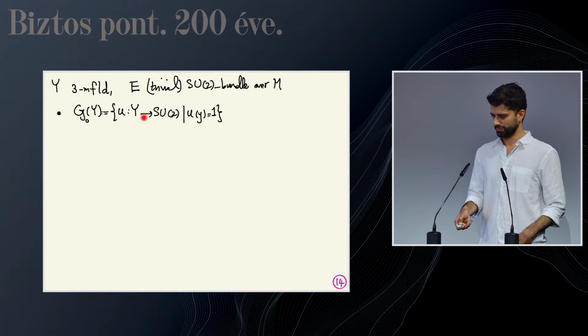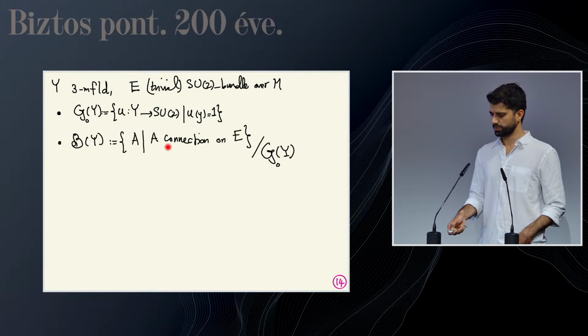The gauge group that we want to work with is, you start with a trivial SU2 bundle, and the gauge group is the space of all maps from your 3 manifold into SU2. For a reason that becomes clear in a second, I'm going to assume that at the base point, these gauge transformations are equal to 1.